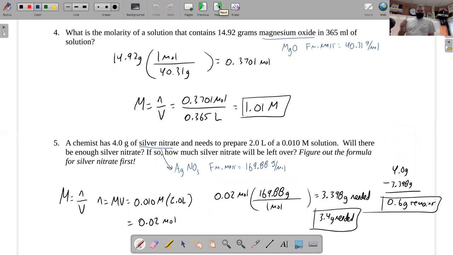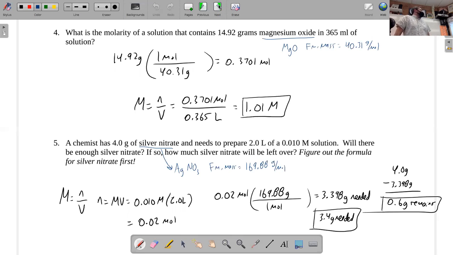In number 4, you got 14.92 grams of magnesium oxide in 365 milliliters of solution. You know how to write formulas for compounds. Magnesium has a charge of 2, the oxide has a charge of 2. So the formula for magnesium oxide is just MgO, and its formula mass is 40.31 grams per mole. So 14.92 grams, you convert that into moles, 0.3701 moles.